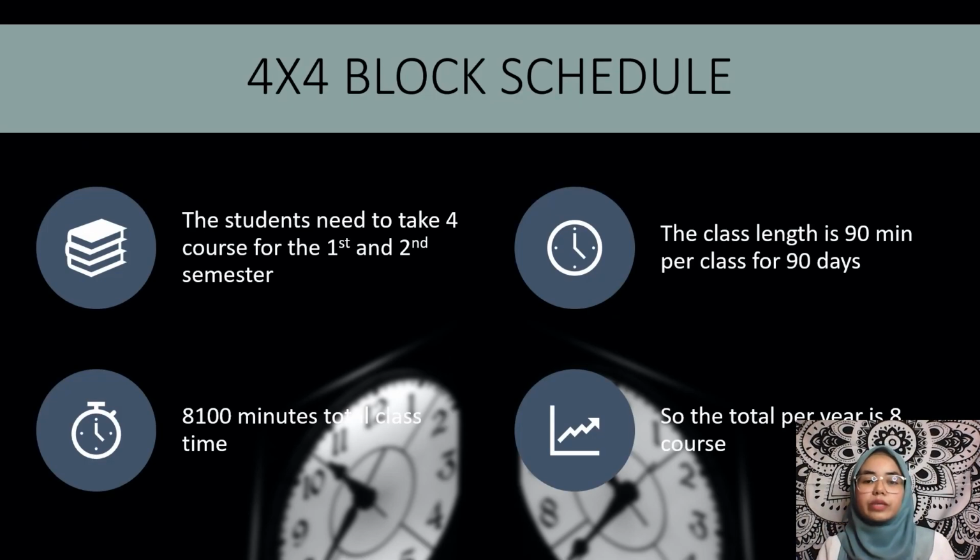Next, we will go to the block schedule. First, we will see the 4x4 block schedule. In this 4x4 block schedule, the student needs to take 4 courses in the first semester and another 4 courses in the second semester. The time for each class is 90 minutes per class, for 90 days. The total of class time is 8,100 minutes. So overall, the student still takes 8 subjects per year.